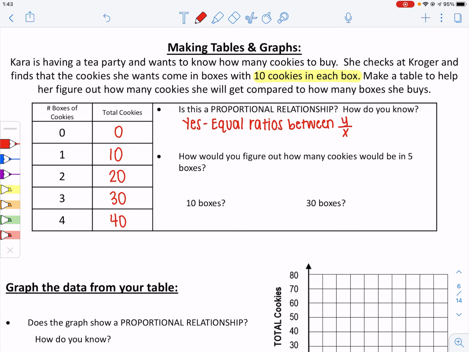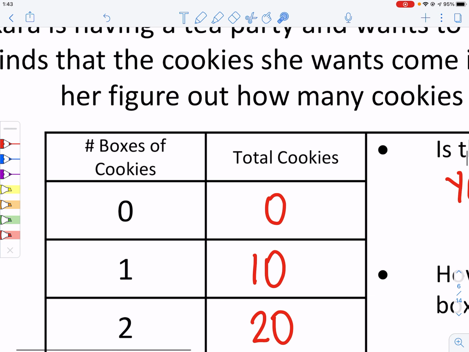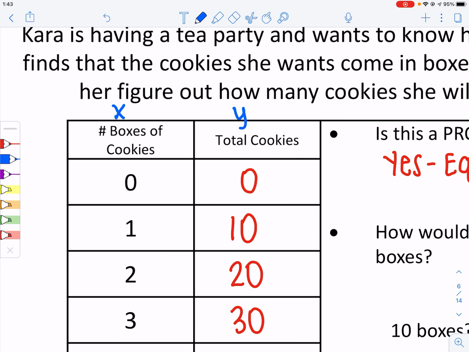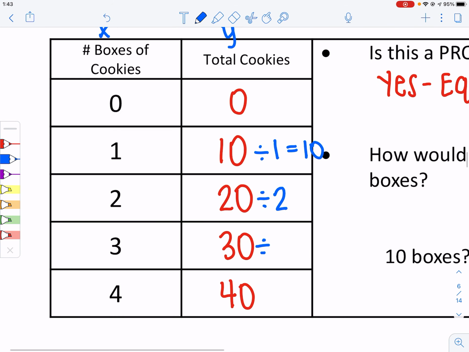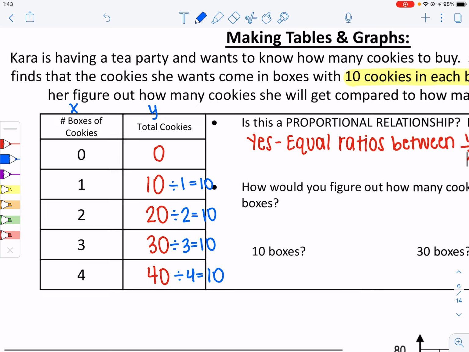Same thing here. Remember in tables, the first column is the x column, the second column is the y column. So if you do 10 divided by 1, you get 10. So I'm doing the y divided by the x. Then if you do 20 divided by 2, 30 divided by 3, 40 divided by 4, if you take the y value and divide by the x value, just like we did with unit rates, you're going to get 10 every single time, or 10 over 1, and we'll talk about what that would be as a unit rate.